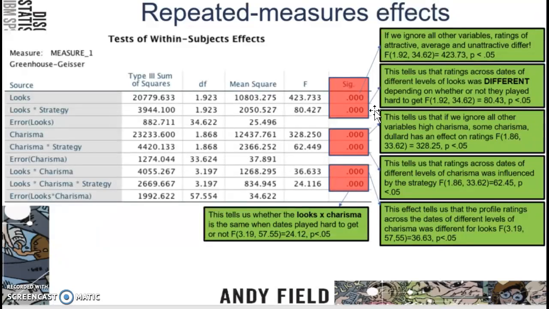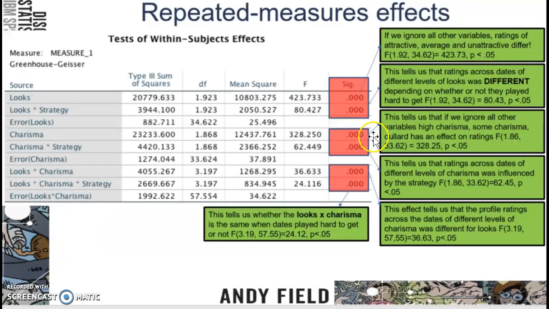All right, your looks and your strategy looks at the interaction between the looks of the person and the strategy, and that strategy being hard to get or normal. All right, and it tells us that the ratings across the different dates, so hard to get and normal, and their looks, there was a significant interaction there.